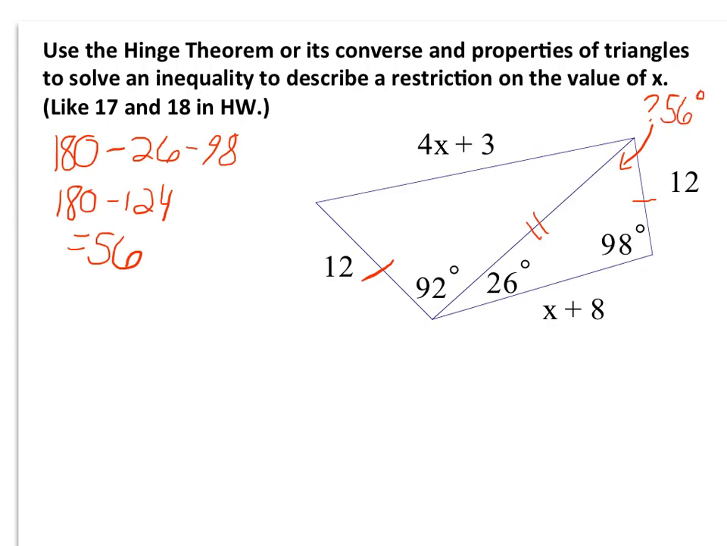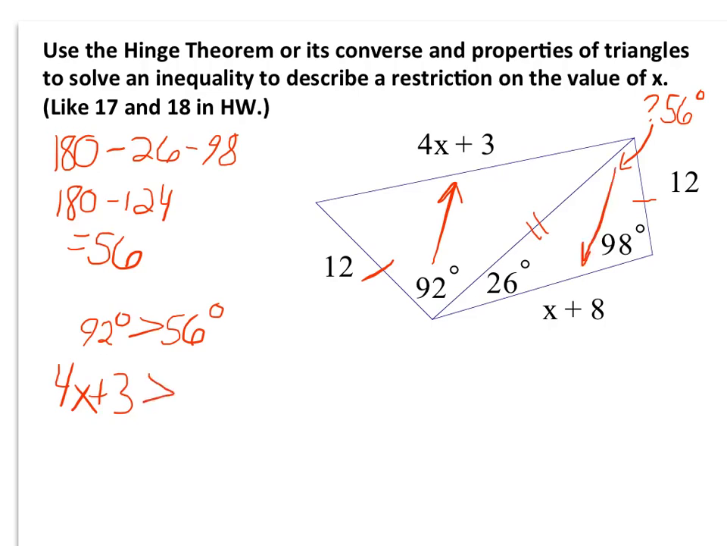We have an included angle between congruent sides of both triangles. Now we can compare the two. 92 degrees is greater than 56 degrees. I like to set it up like this because it keeps everything in line. So if we look at the opposite side of 92 degrees, 4x plus 3 should be greater than the opposite side of 56 degrees, which is x plus 8.